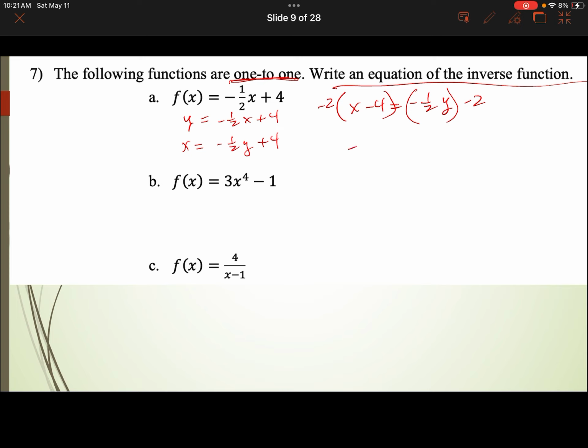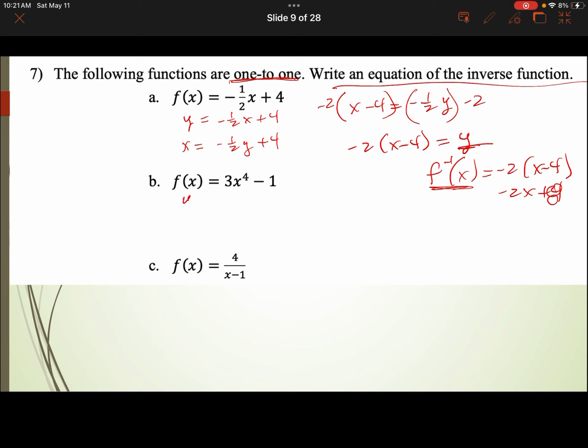And I get -2x minus 4 equals y. And then write it as f inverse is -2x minus 4. Or if you prefer, you can distribute it through and write it as -2x plus 8. Okay, but don't forget to change the y back to function form.